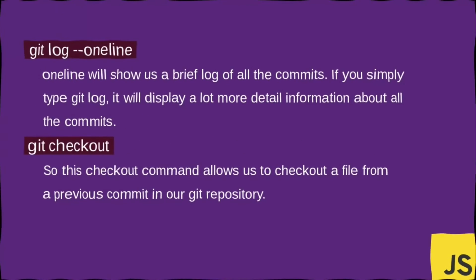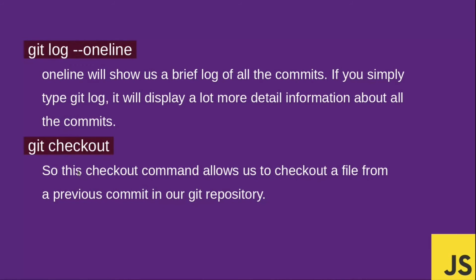Git log --oneline will show us a brief log of all the commits. But if you simply type git log, it will display a lot more detailed information about all the commits. Again, don't worry, we are going to discover that in the next tutorial.